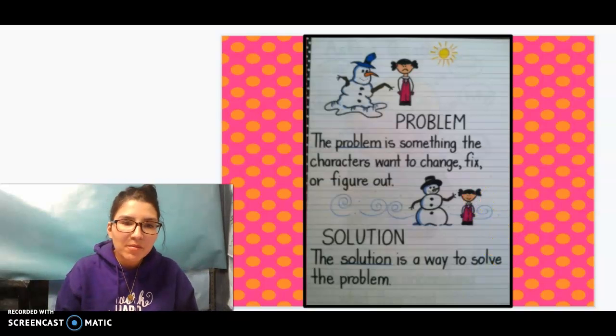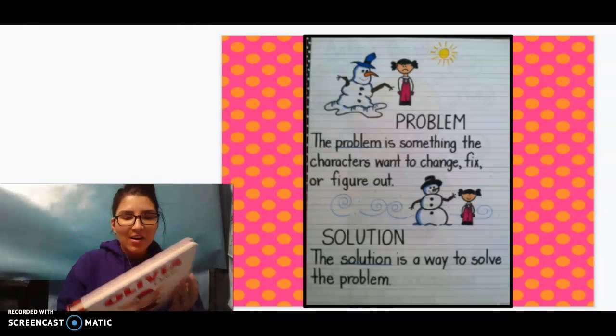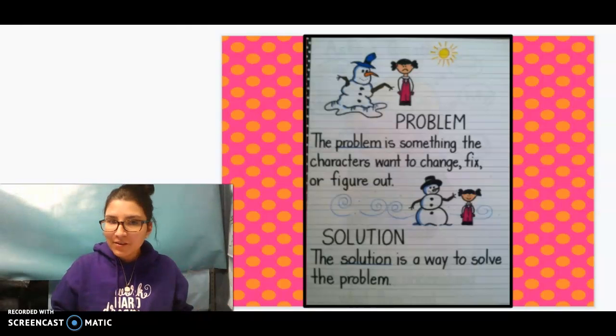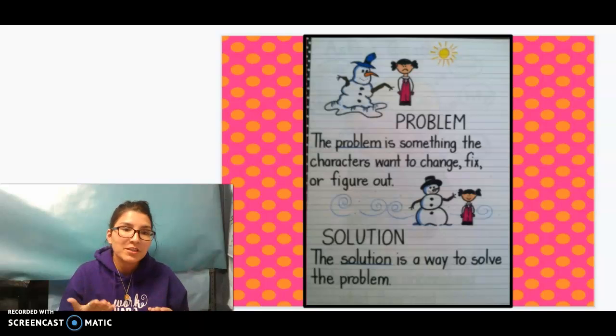Okay, let's talk about one of the books that we read this week. Olivia Claus. All right, so Olivia, if you can think back, Olivia has a problem in this story, right? Who remembers what it is? She loses her stuffed monkey, Matilda, right? That's a problem. It really upsets her, and she wants to fix this problem, which is by finding her stuffed animal, okay? So that's her problem.